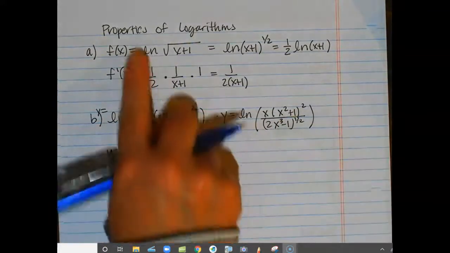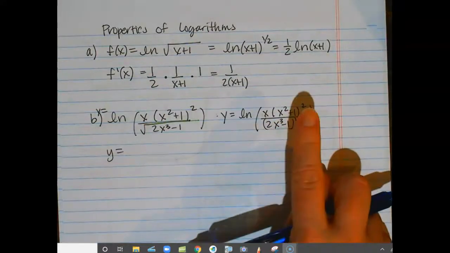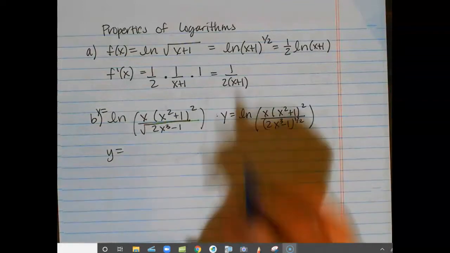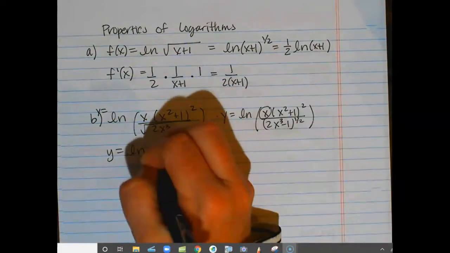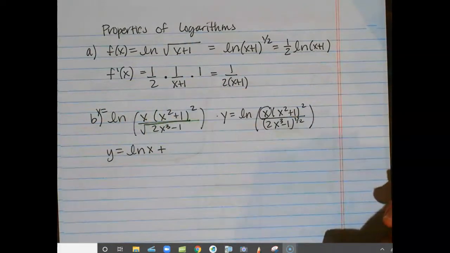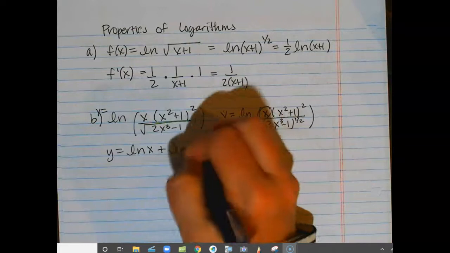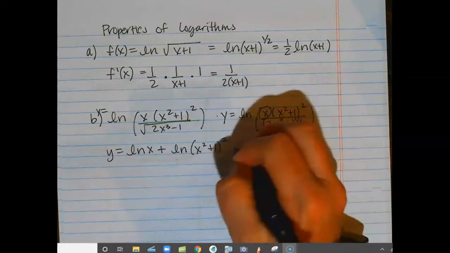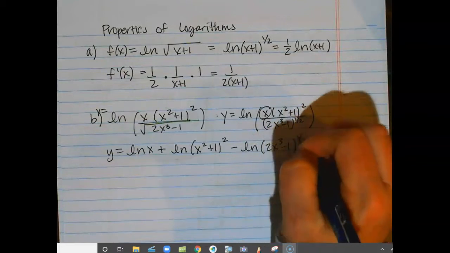So logarithm properties mean that since they're exponents, we can use exponent rules. When we see multiplication with exponents, that means addition between the exponents. So we're going to separate them and say the natural log of this piece. Remember, things on top get a plus, so it's a plus in the front, a plus right here. We're going to separate this into the natural log of x squared plus 1 squared. Things on the bottom get a minus sign, natural log of 2x cubed minus 1 to the 1/2 power.